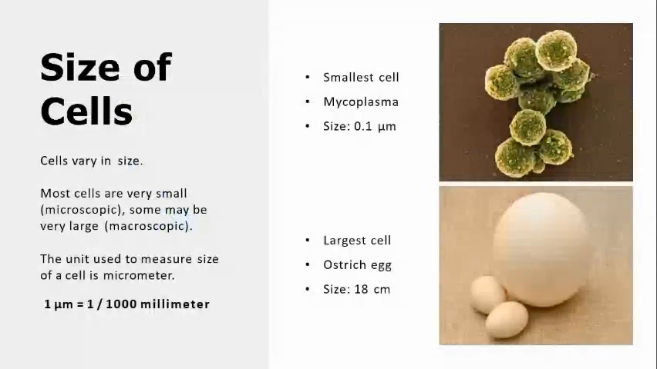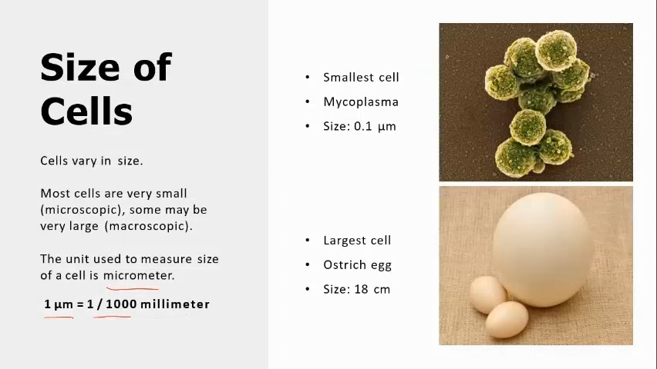Now, cell sizes vary. Most cells are very small, microscopic, and some may be large or macroscopic. The unit used to measure the size of the cell is called the micrometer. One micrometer is about 1 over 1,000 millimeters. The smallest cell is the mycoplasma, which is about 0.1 micrometer. Mycoplasma is a genus of bacteria that lack a cell wall around their cell membranes.